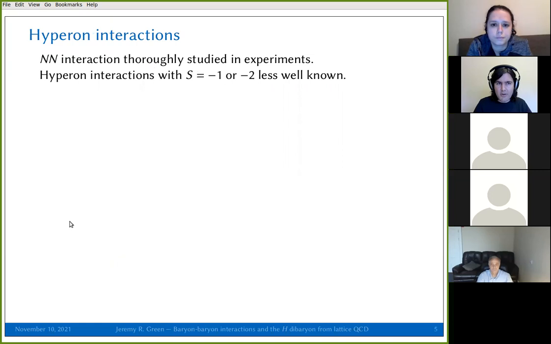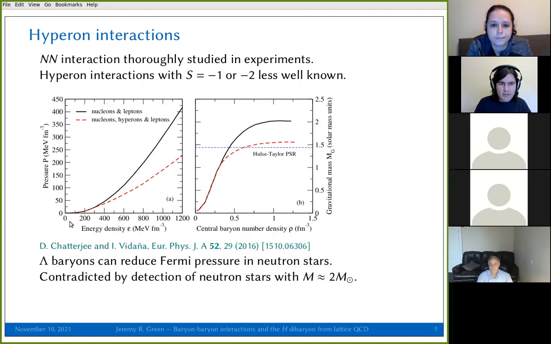Now, I was just talking about nucleon interactions. If you include strange quarks, this is a situation of hyperon interactions, and these aren't nearly as well known from experiments, because of course you don't have stable hyperons to play with. And in particular, there's been a question for some time about whether strange quarks play a role in neutron stars.